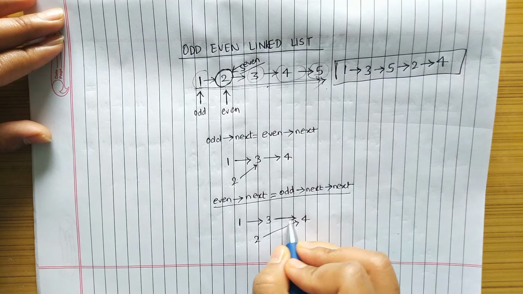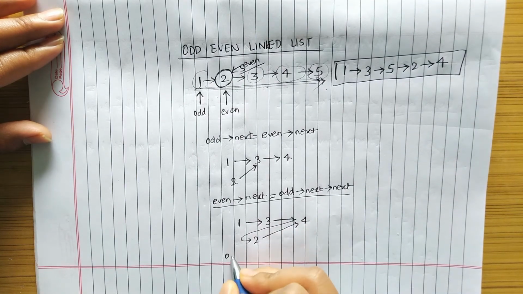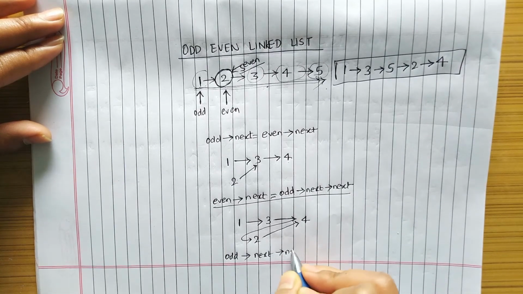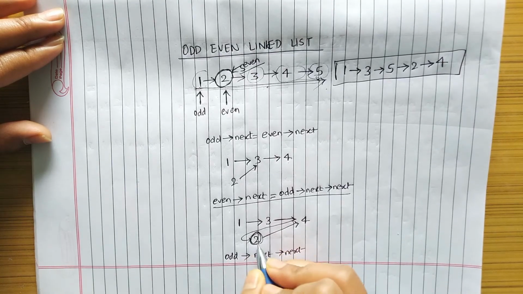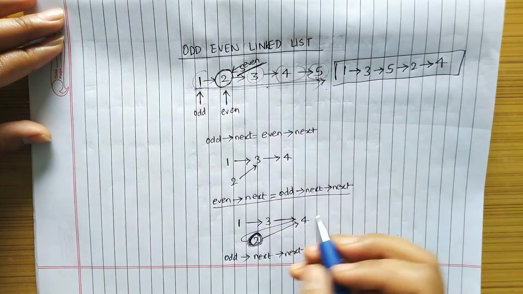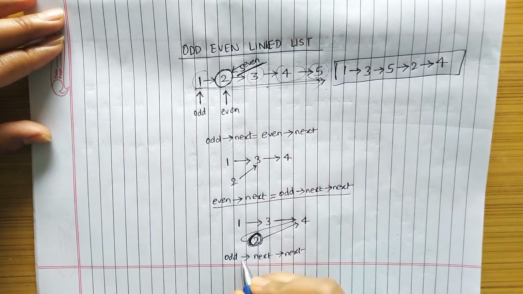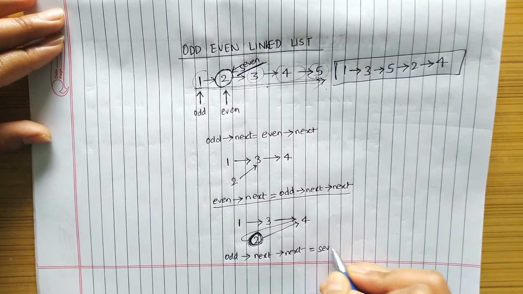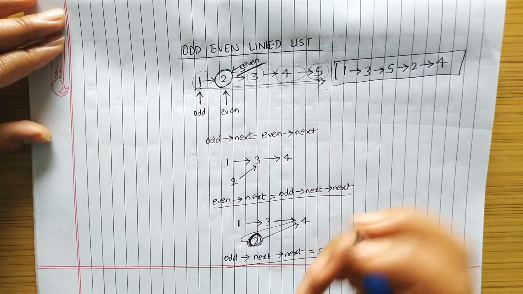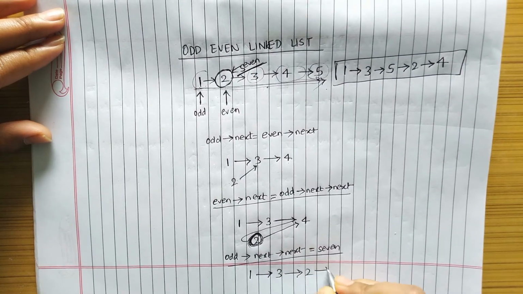Now we want to change 3's path to 2. For this step, we do odd of next is equal to even start. We will always connect it to the starting of the even node, not to any other node. That is what we want to do. So after doing these three steps, what we will have is 1, 3, 2 and 4.